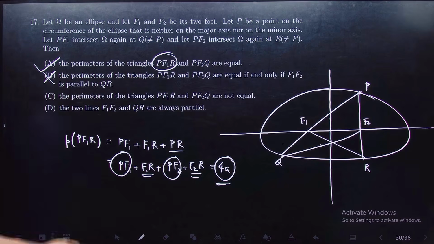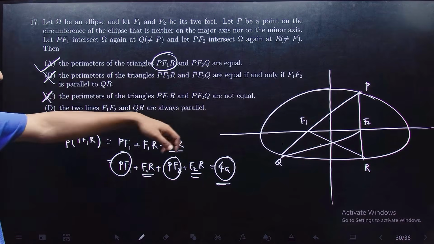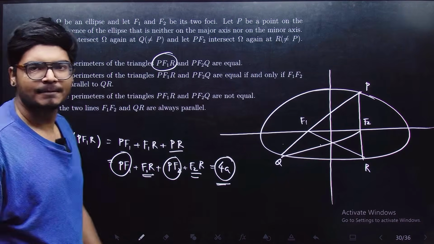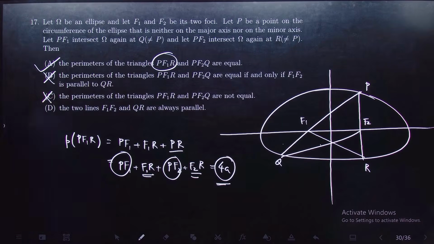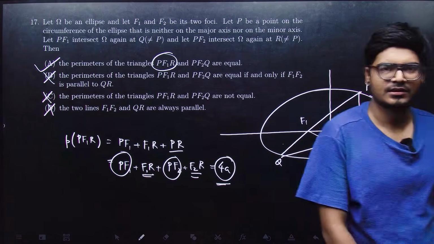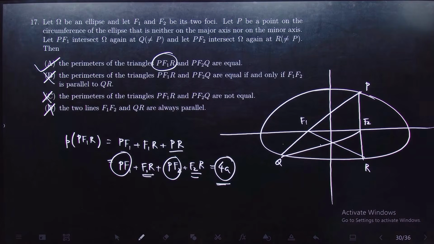Perimeters are not equal, obviously that's also going to be incorrect. The lines F1F2 and QR are always parallel, no. For a random point, it's not going to be. For a point on the major or the minor axis, it would have been true, right? Okay. But for any random point, it's not going to be true, right? So D is also incorrect, okay. So the only correct option is option A for us, alright? Cool.